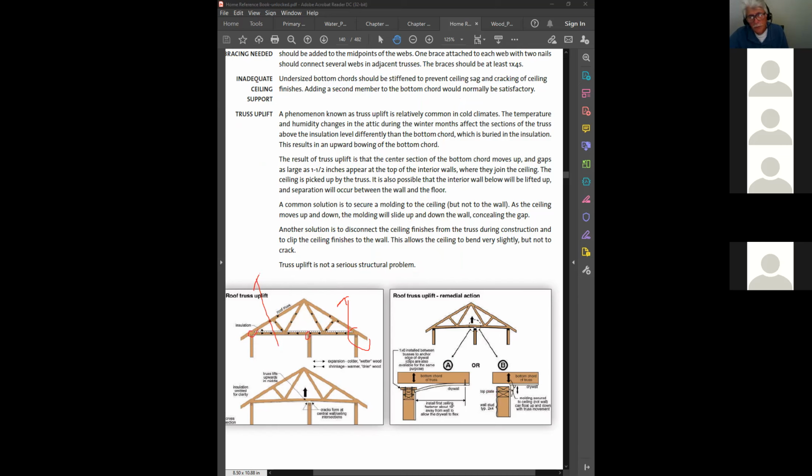So a phenomenon known as truss uplift is relatively common in cold weather. The temperature and humidity changes in the attic, and believe it or not, it's mostly the humidity.